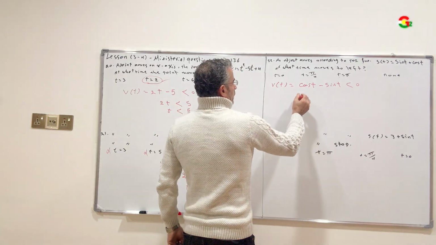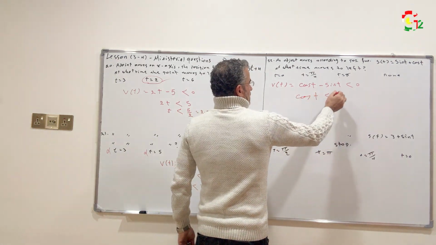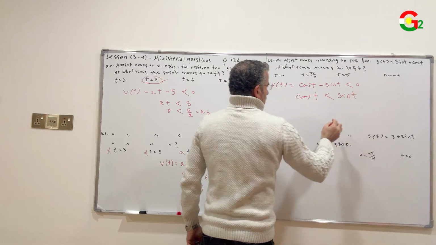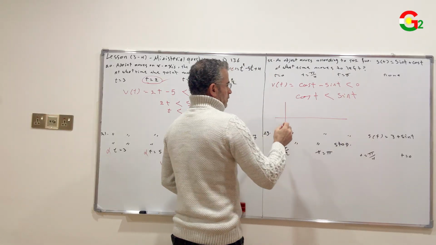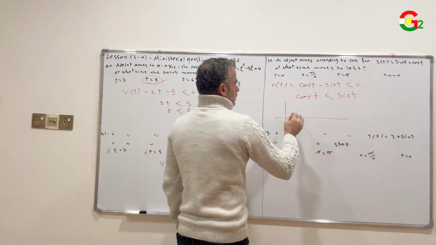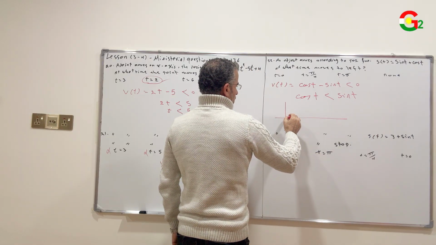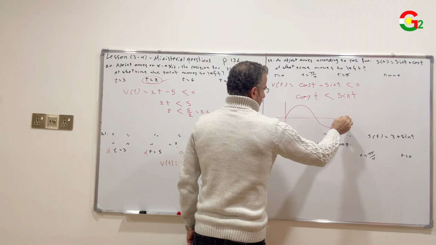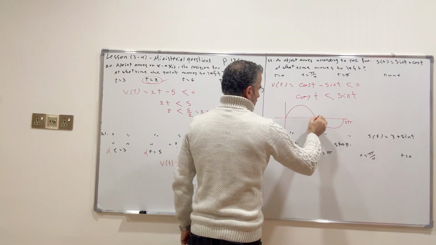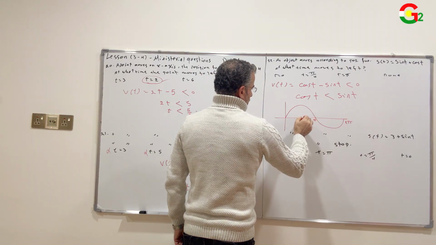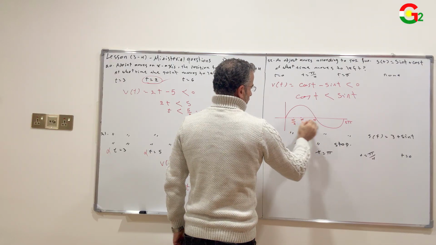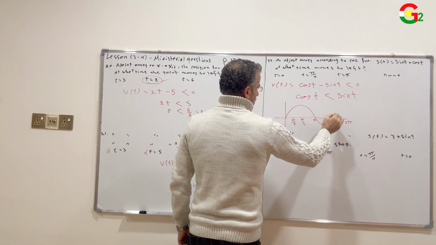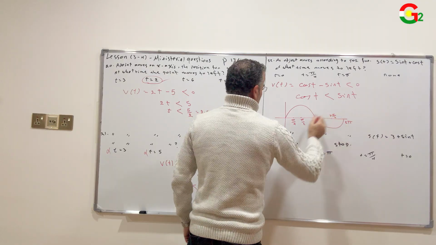Then cosine t less than sine t. We want to find at which point cosine t will be less than sine t. This is the graph of sine. This is 2 pi. This is pi. This is pi over 2. And this is pi over 4. This here is 3 pi over 2.